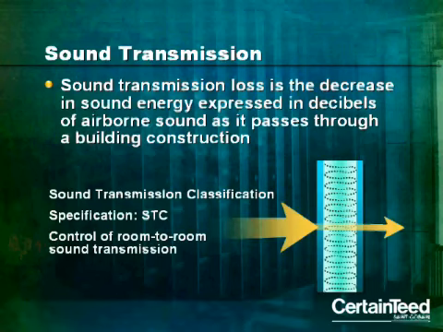Let's move on now to airborne sound transmission. Sound transmission loss is the decrease in sound energy, expressed in decibels of airborne sound, as it passes through a building construction. The metric used to quantify that reduction is the Sound Transmission Classification, STC. The STC value indicates how well sound is controlled room to room, including through walls or through floor-ceiling assemblies.